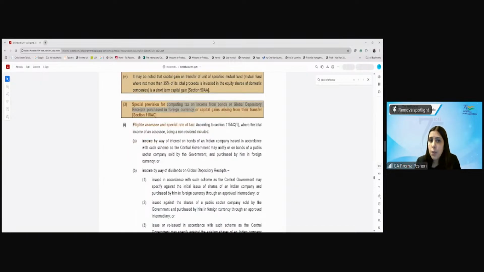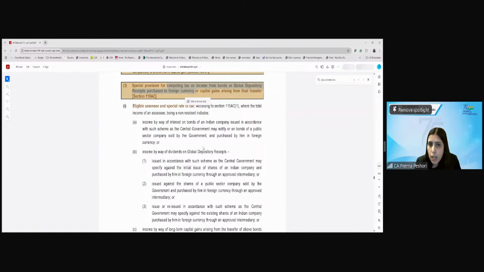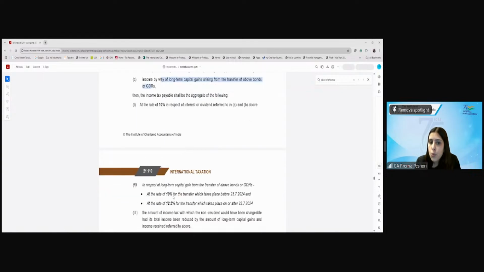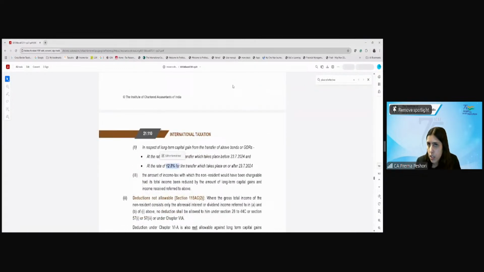So Section 115AC says that the income by way of dividends on those GDRs, or income by way of long-term capital gain arising from the transfer of the GDRs, will be taxable at the rate of 12.5% for the long-term capital gain after 23rd July, and 10% in respect of the dividend. And this will again be taxable on the gross basis, meaning you will not get any Chapter 6A deduction or expense deduction, but you will be exempted from filing the return of income in India. Are we clear?